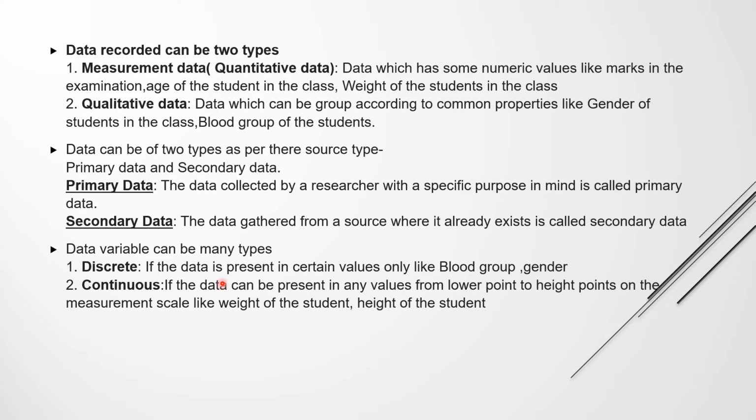The same example we will take again: the weight of the student or the height of the student. In that case, we have a lower point as well as a higher point. We are taking the range. So that data is known as continuous data. Now quantitative, qualitative, primary, secondary, discrete and continuous, all these points are clear, and you can easily write the definitions. These are important definitions which will be helpful for answering further questions.